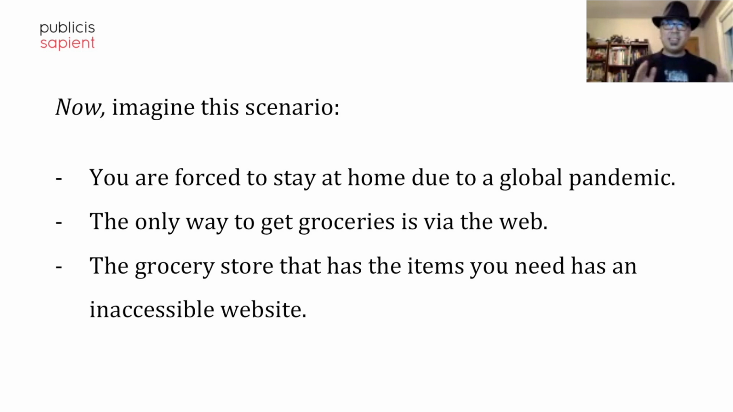Now let's imagine another scenario, because that was a real world example. This is a digital example. You were forced to stay home during the global pandemic, and the only way to get groceries is via the web. The grocery store you need items from has an inaccessible website. This might seem academic, but this happens all the time right now. There are a lot of vulnerable people who don't want to get sick. They're more likely to get sick, and they can't get the groceries they need because the website is inaccessible.